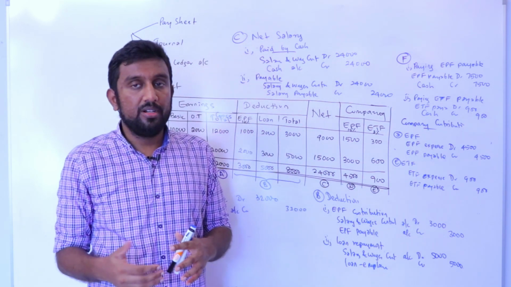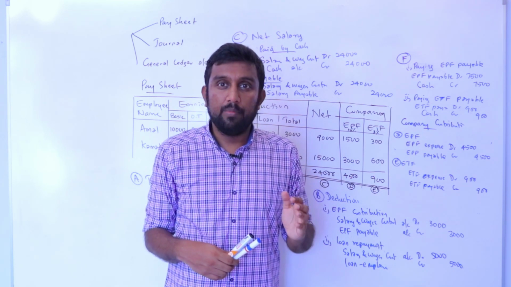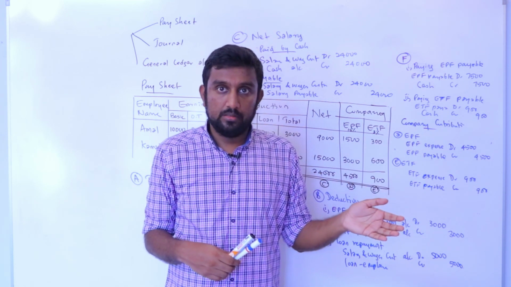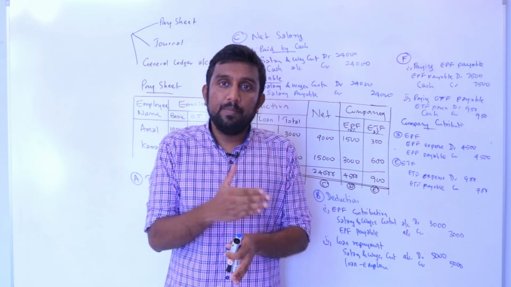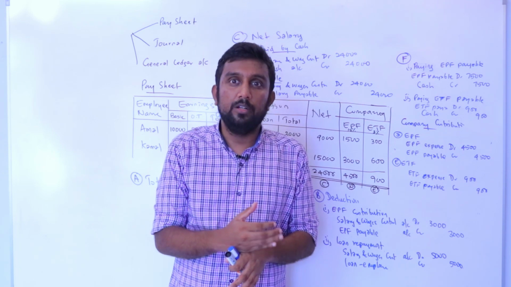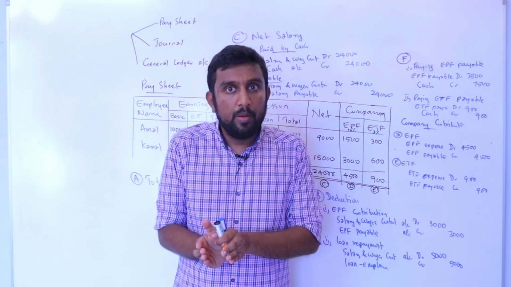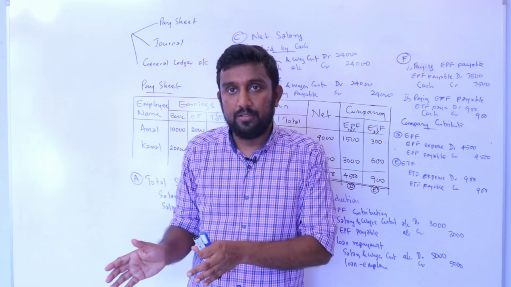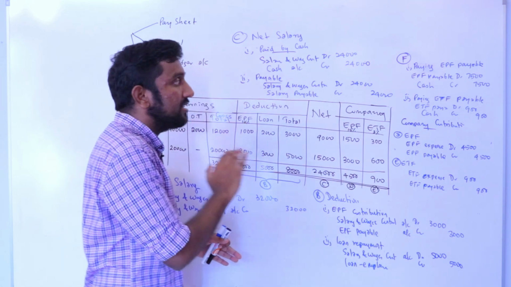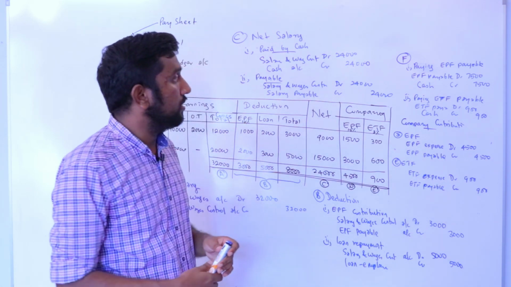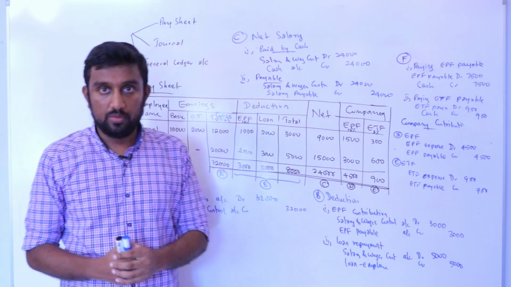But in your question, they will relate the EPF payable and ETF payable with the prior month. Let's say if you are preparing for March, your February EPF payable and ETF payable will be paid in this month, right? March will be paid in April, which is not needed. So that I will explain when I am recording the transaction in the ledger accounts. So these are the journal entries you should know.